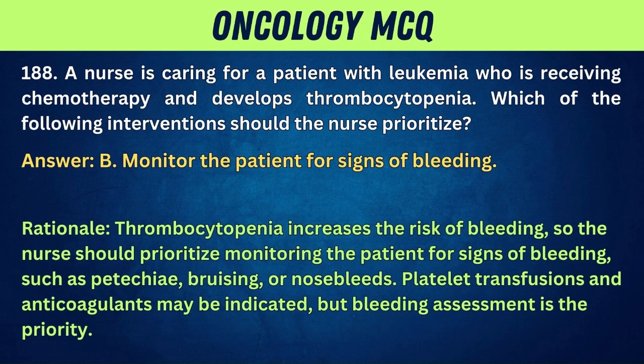Answer: B. Monitor the patient for signs of bleeding. Rationale: thrombocytopenia increases the risk of bleeding, so the nurse should prioritize monitoring the patient for signs of bleeding, such as petechiae, bruising, or nosebleeds. Platelet transfusions and anticoagulants may be indicated, but bleeding assessment is the priority.